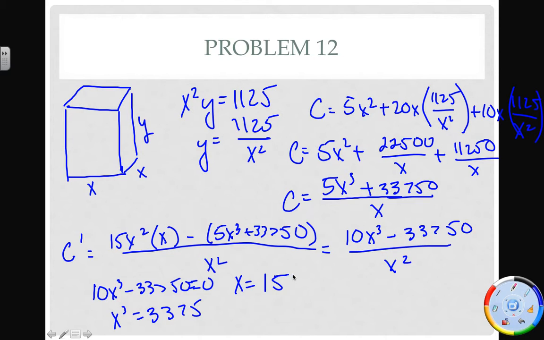That means I'm kind of done. My x value here is 15. This x value is 15. And if I did this 1125 divided by 225, I get 5. So I get a volume or a dimensions of 15 by 15 by 5.